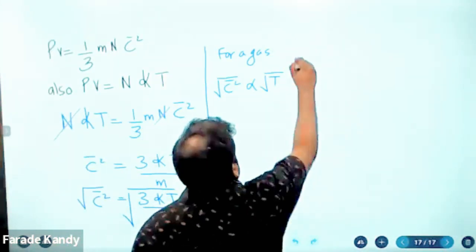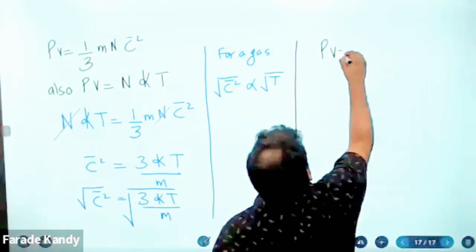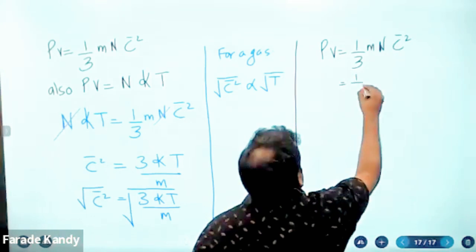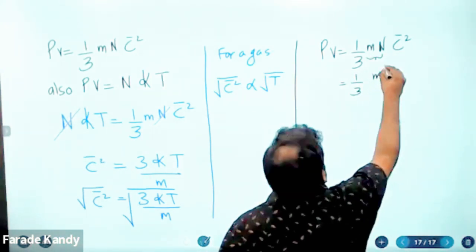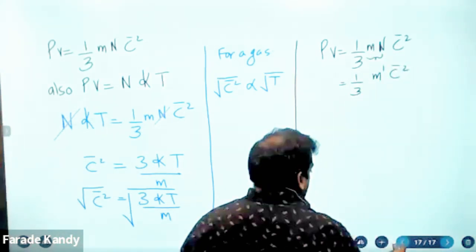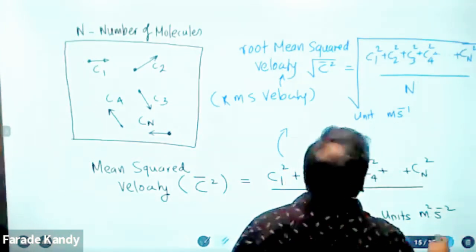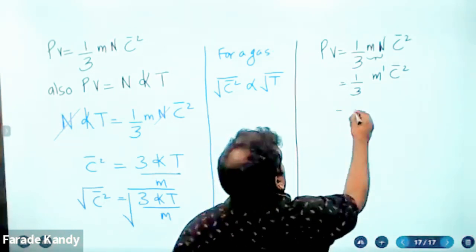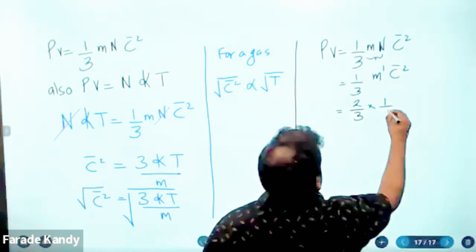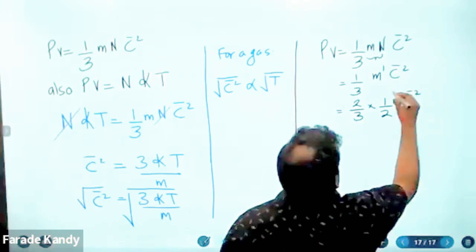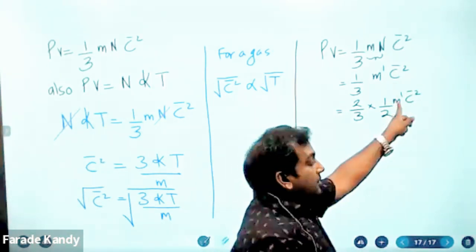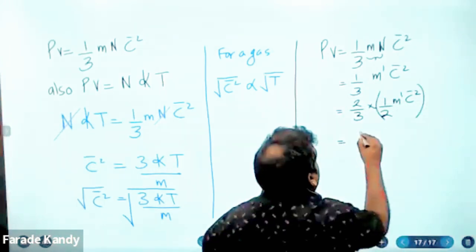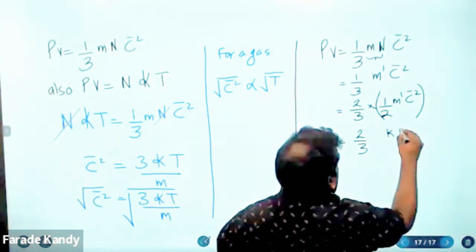Look at this sum. PV equals 1/3 mn c squared bar. mN is mass of gas, M dash. I have taken M dash here. This part here, M dash, mass of gas. Don't forget. I'll multiply by 2, divide by 2. What will I get? Mass of gas into mean squared velocity, half of it. What do you call this? Kinetic energy of the gas.